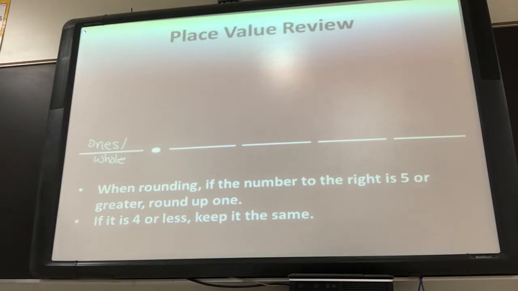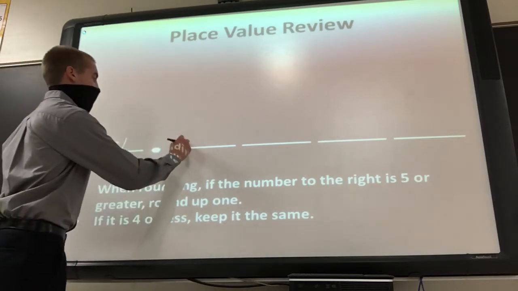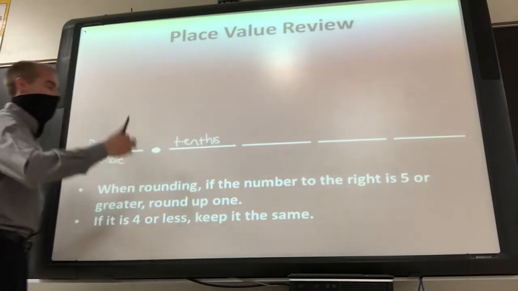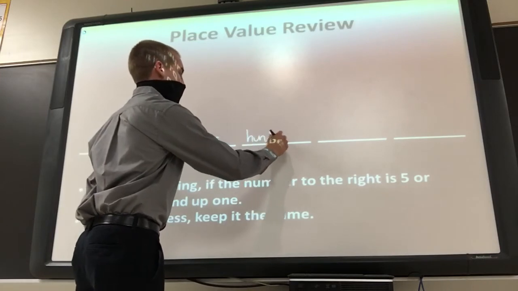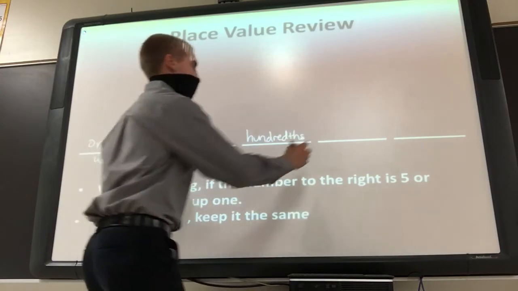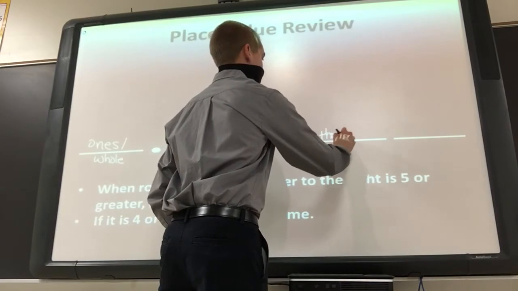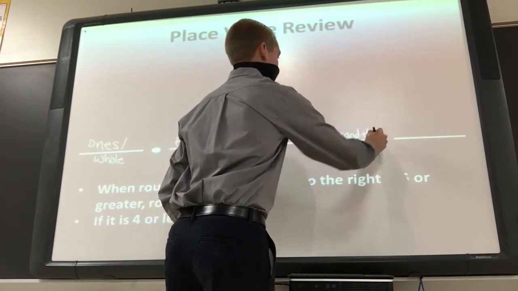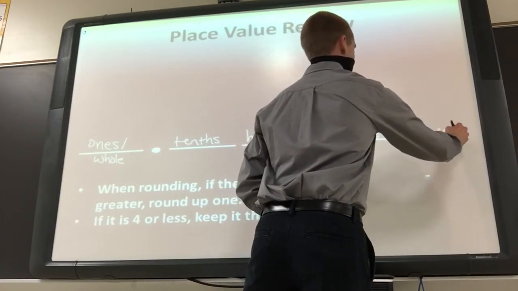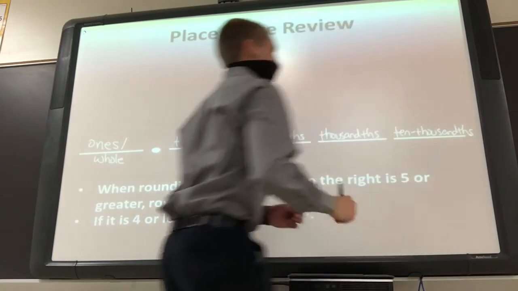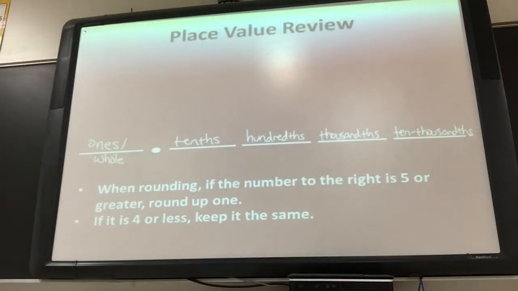Right after the decimal point, I'll let you all tell me, is the tenths. And then it just continues on. So tenths and then hundredths, thousandths, and then 10,000ths. So that's just a quick review of place value.